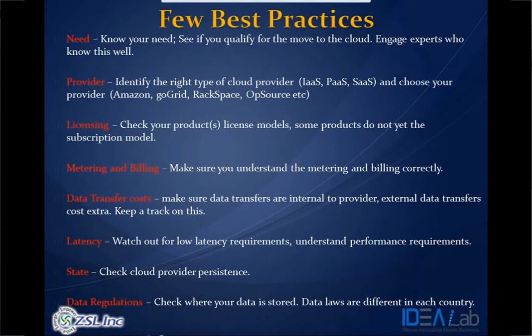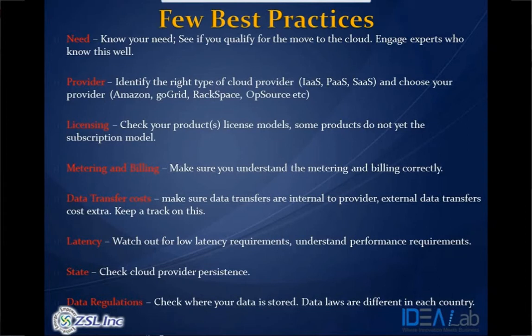If you do not know, engage experts who can educate you about this, and they can tell you, okay, fine, cloud computing will solve the problem, and what kind of cloud will actually solve your problem. Provider: identify the right type of cloud provider, IaaS, PaaS, and SaaS. Choose your provider: Amazon, GoGrid, Rackspace, OpSource. They are similar kinds of cloud providers. I just gave a few examples, but they're a little different in the way they work. The pricing models are a little different. So make sure you choose the right provider.